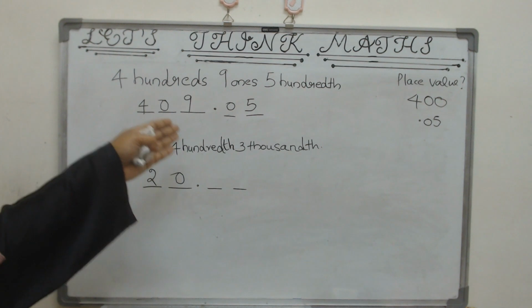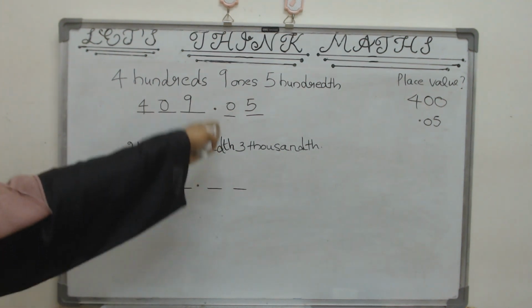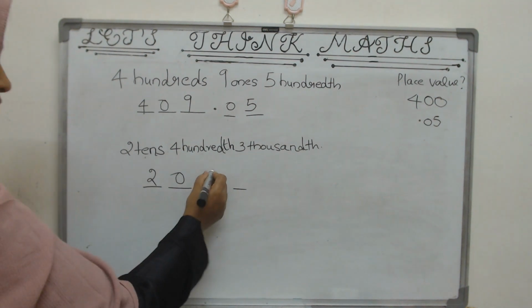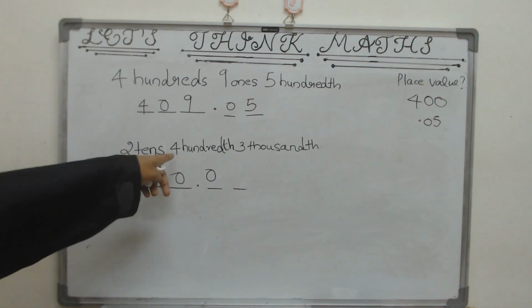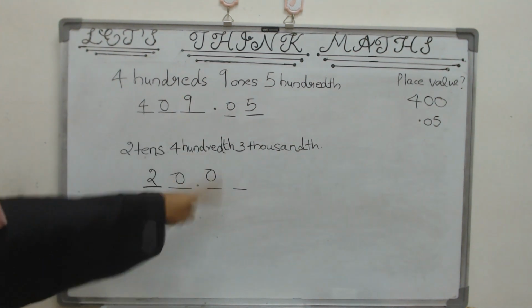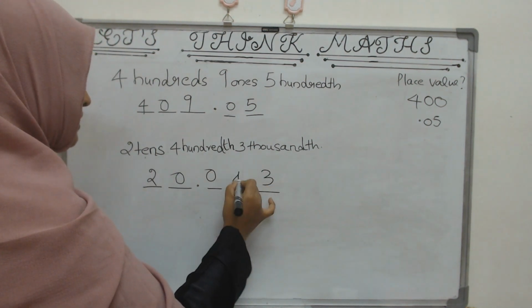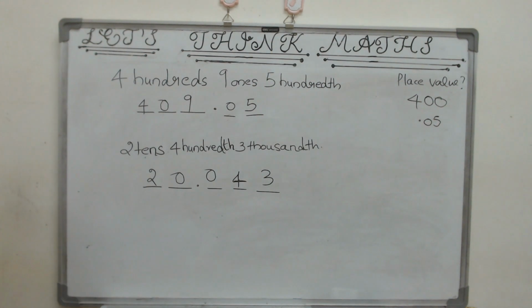Now what about the tenth place? Here we have the tenth place. What happened to that? No mention of it. So 0. Then 4, after that the hundredth comes. That is 4. After that the thousandth comes. This is the number you are talking about.